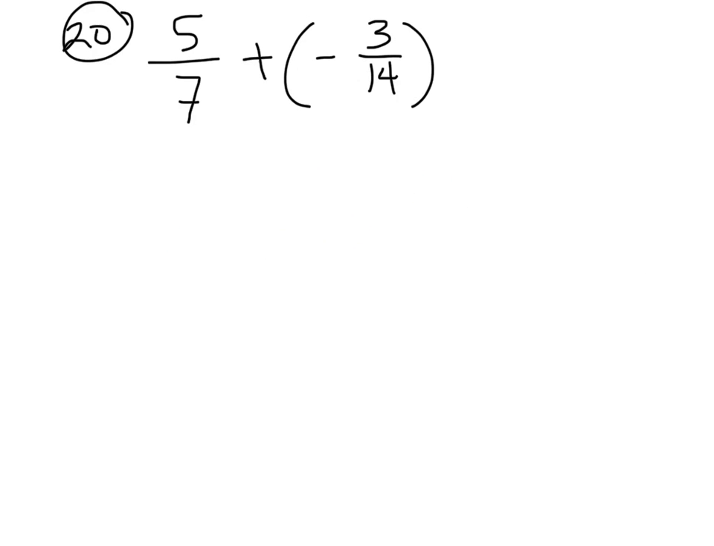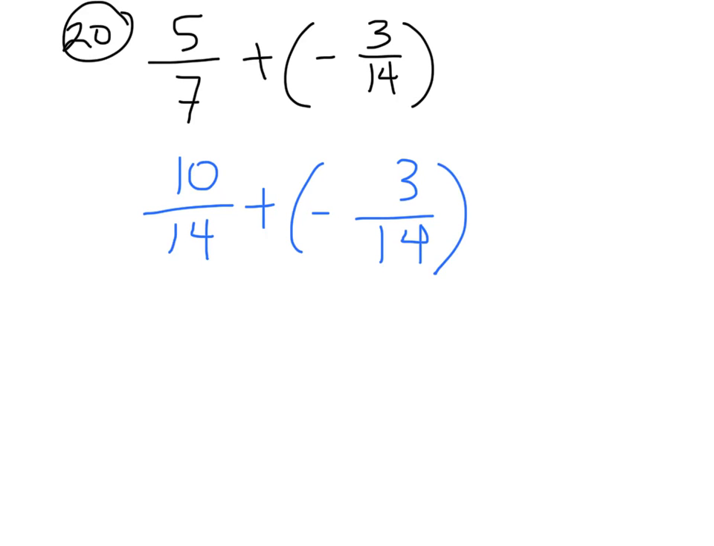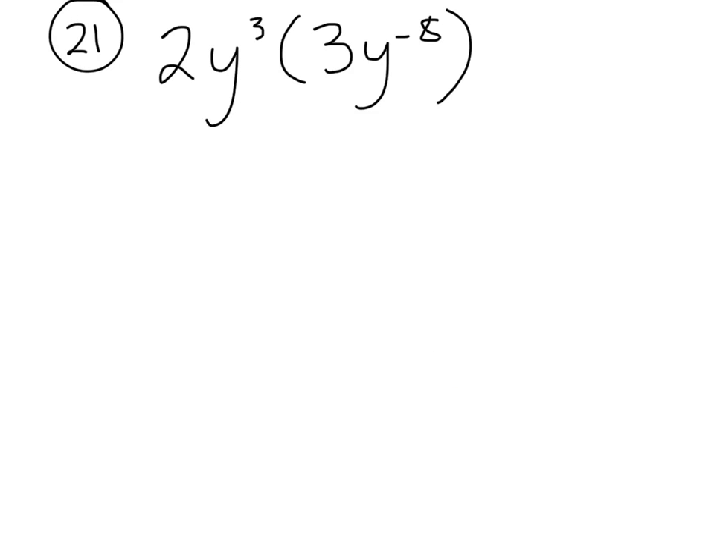Number 20, 5/7 plus -3/14. Rule 1, get common denominators. So my common denominator is 14. This fraction is already out of 14. This one becomes 10/14. 10 plus -3 is 7. Keep the denominator. 7/14 is 1/2. Number 21, 2y to the third times 3y to the -8th.